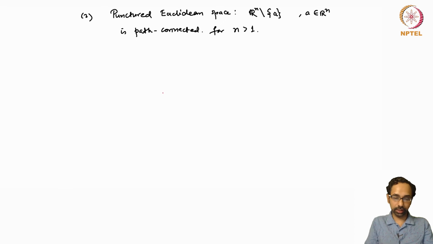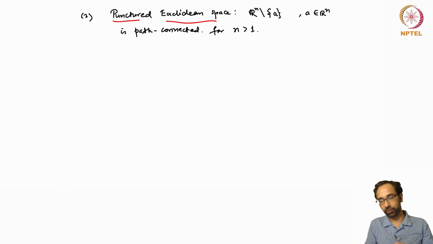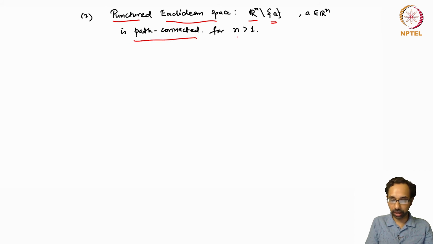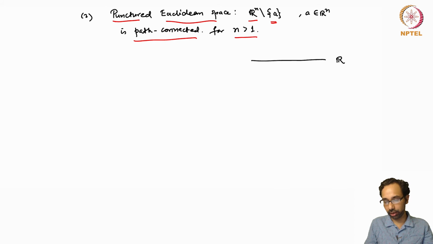Our second example is that of a punctured Euclidean space. So what is a punctured Euclidean space? It is just the space R^n minus some point. So you're removing one point, and that's why it's called punctured Euclidean space. And I claim that this is path connected for n greater than 1. So n greater than 1 is important because if n equals 1, for example, if you take the real line and let's say you remove the point 0, then this is a disconnected space. So R minus 0 is not connected.